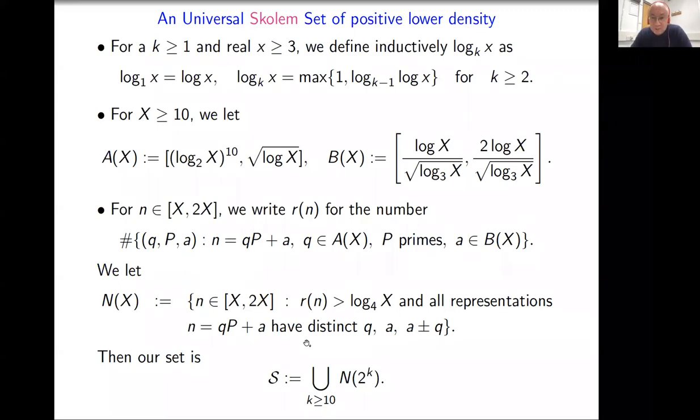We believe that this positive proportion is proportion one, because basically the bag of numbers that we are associating to each n grows a little bit larger than the logarithm of x, which means that we should get enough primes to do that.